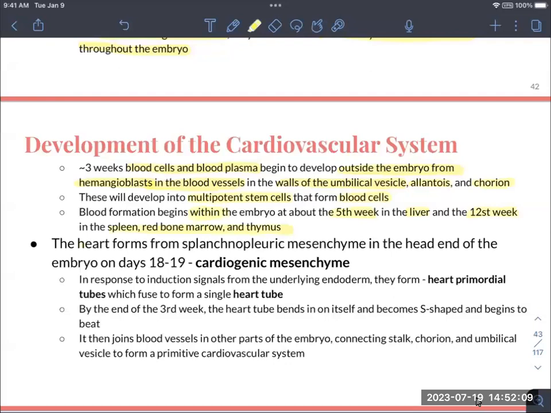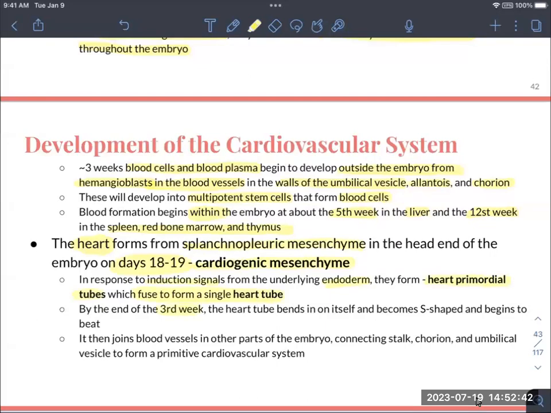The heart. It comes from the splanchnopleuric mesenchyme. So in the head of the embryo, on days 18 and 19, that cardiogenic mesenchyme. There are different induction signals from that endoderm, and they help to form the heart primordial tubes. These tubes are going to fuse, and they form a single heart tube.